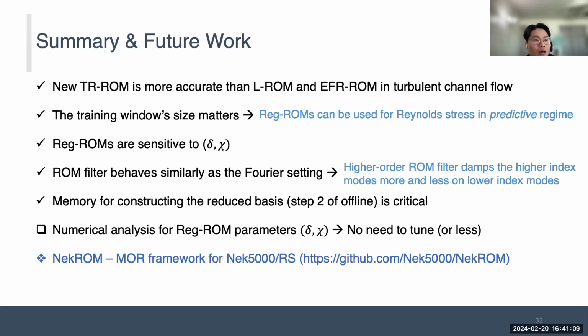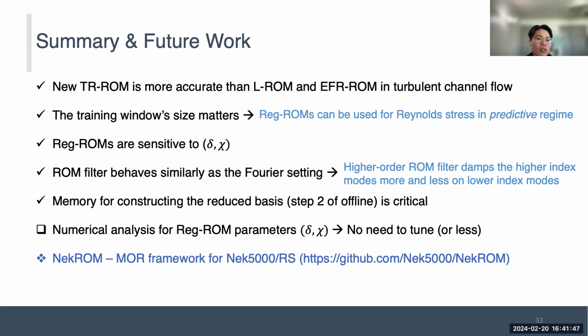So, the summary and future work. We introduced a new time relaxation ROM, and we found it was the most accurate model compared to the 2 existing ROMs, the reg ROM, in turbulent channel flow. And we found that the training window size matters, and it improved the reg ROM's optimal parameter robustness, so we can use that to do prediction, and for long time prediction, what I was talking about is 500 convective time units.